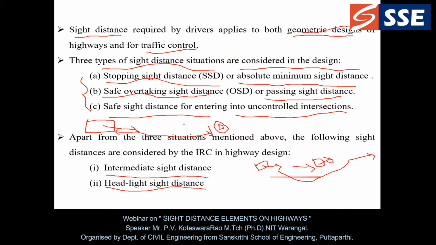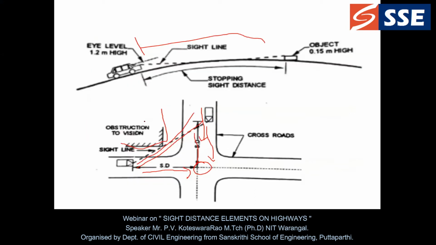Next one is, what is the safe distance to enter into an uncontrolled intersection? For example, please observe this one. Here, I am having the intersection. If there are traffic signals and control on the traffic flow, then it is okay. But if there is no traffic control, that is no signal system, then it is very difficult for us to cross this intersection. So in that case, the sight distance is going to be different from the normal sight distances. That one we are calling the safe sight distance for entering into the uncontrolled intersection.